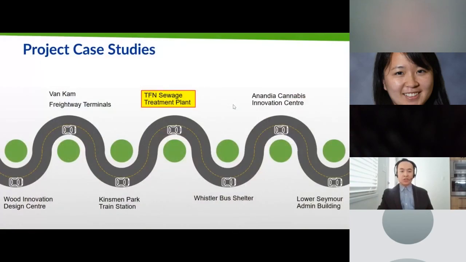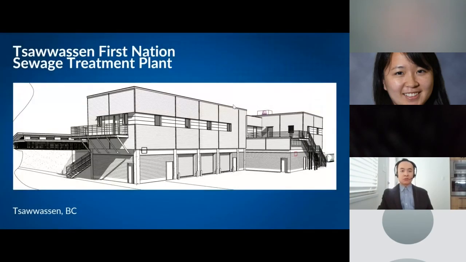Moving on, the next project is the Tsawwassen First Nations sewage treatment plant in Tsawwassen, BC. The most unusual aspect about this project is that it is a wastewater treatment plant and a post-disaster facility. So I consider this to be a fairly unprecedented use of mass timber at the time for this particular application.